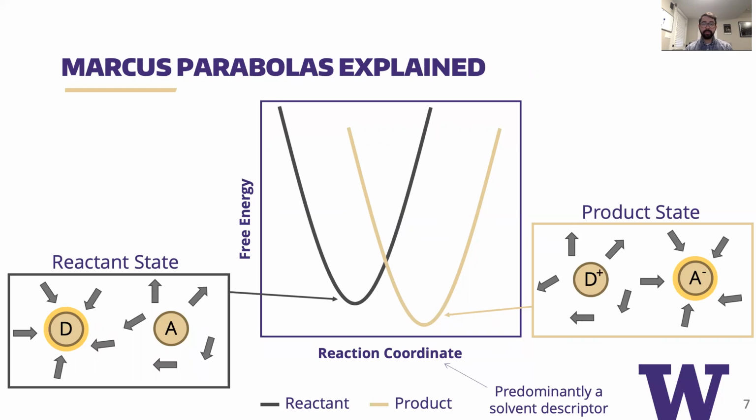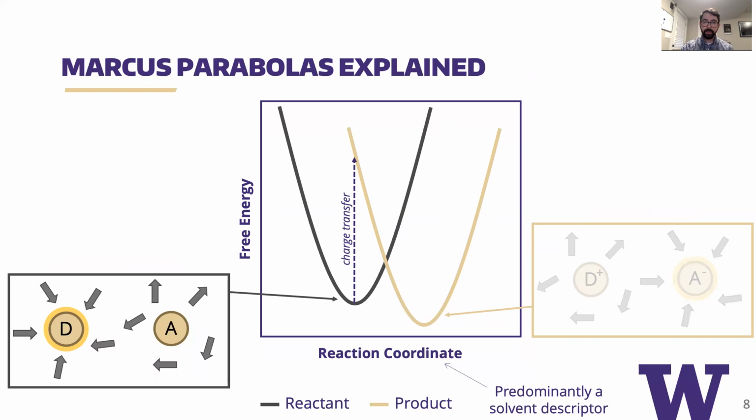And in this state, we have the charge localized on the donor species, and we see that the solvent orients appropriately due to this localization around both the donor and acceptor. On the other side, we see the gold curve, the product state, where in the basin, we have the charge now localized on the acceptor and the solvent has reoriented in response.